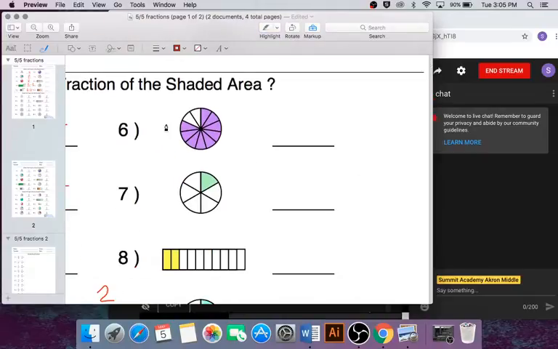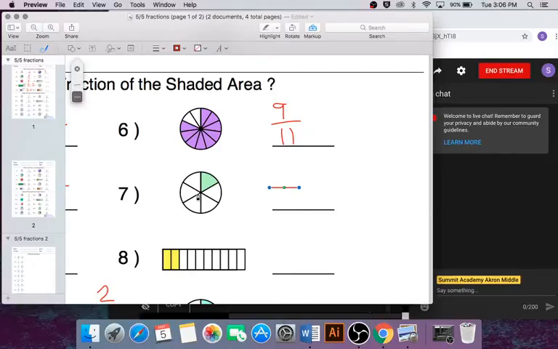So number 6, we have 1, 2, 3, 4, 5, 6, 7, 8, 9, 10, 11 pieces in the whole. So that's going to be our denominator. And then we have 1, 2, 3, 4, 5, 6, 7, 8, 9 pieces shaded in purple. So that's the numerator. So our fraction is 9 over 11.